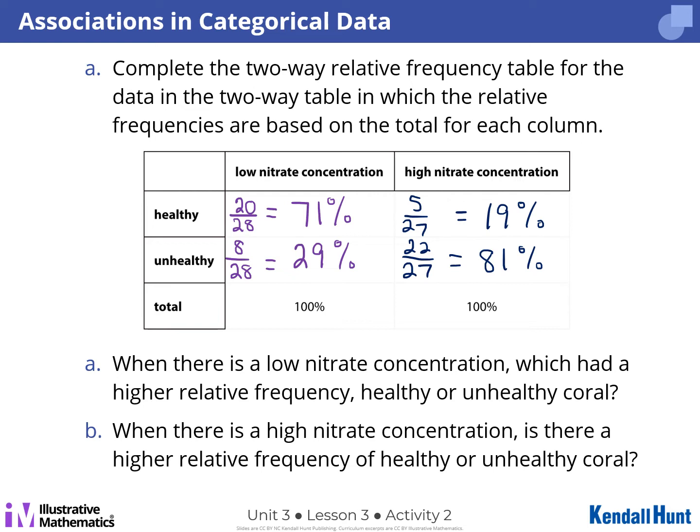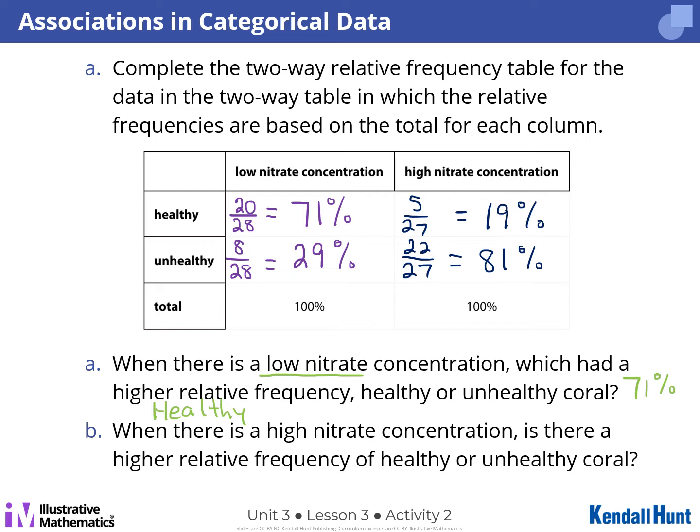When there is a low nitrate concentration, which had a higher relative frequency, healthy or unhealthy coral? Which percentage is bigger, 71% or 29%? Well, you may notice that the 71% is higher, so that means our healthy coral has a higher relative frequency.